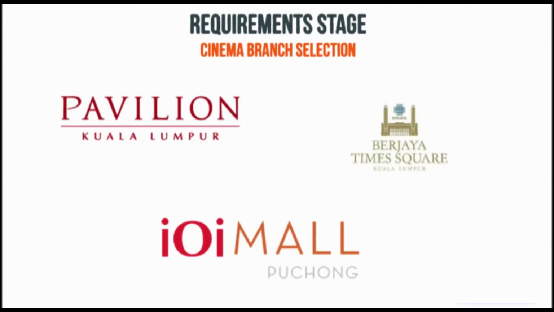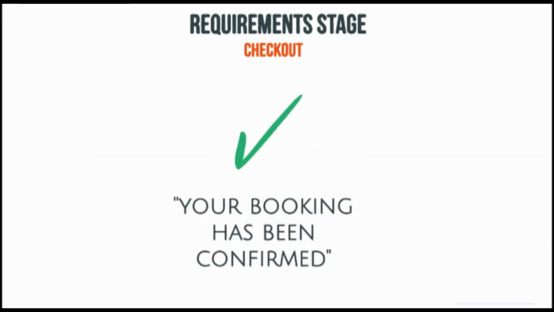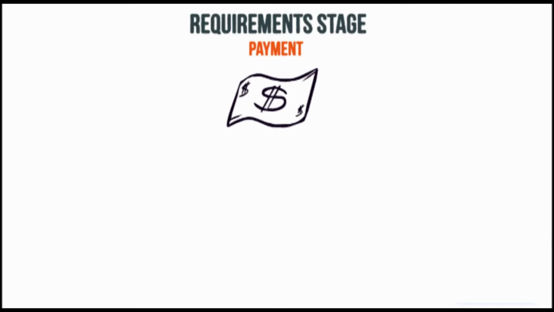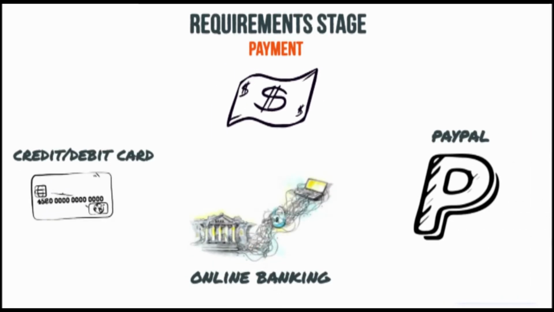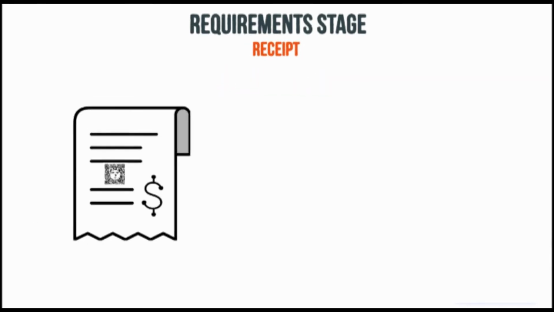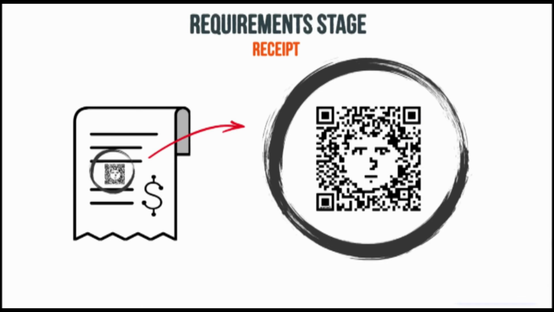After completing the selection, users will be brought to a checkout page where they can confirm their booking and make a payment. Payments can be made through debit or credit cards, online banking, or through third-party payments such as PayPal. After users have completed their payment, an electronic receipt will be issued along with a QR code that they can use to enter the cinema.